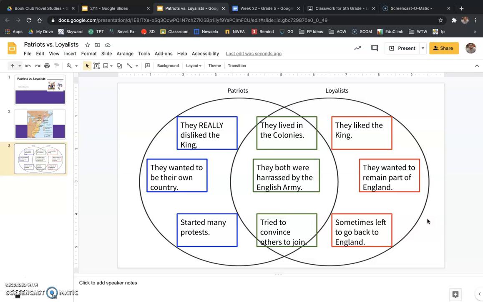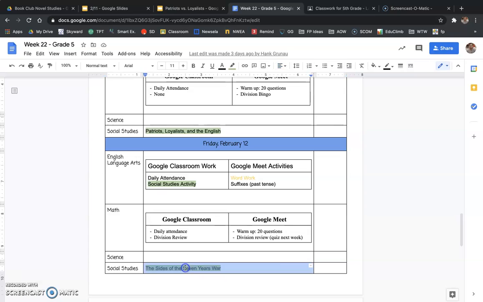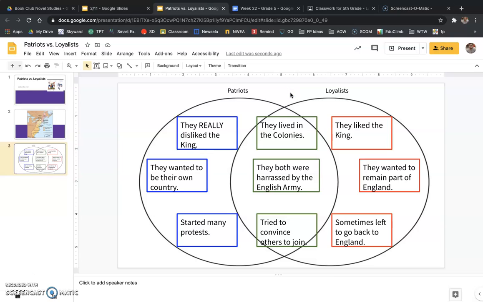All right, now, what we will do tomorrow, I'll jump over here to the agenda. So tomorrow is Friday. We will talk about the 7 Years' War, okay, the different sides of it. And believe it or not, both of these sides, the Patriots versus the Loyalists, fight on the same side. All right, so we'll talk about the 7 Years' War tomorrow and how these two groups kind of had to come together to help England in the war. And we'll talk about those sides tomorrow, Friday, and go from there. We'll talk more in depth about that war starting next week.